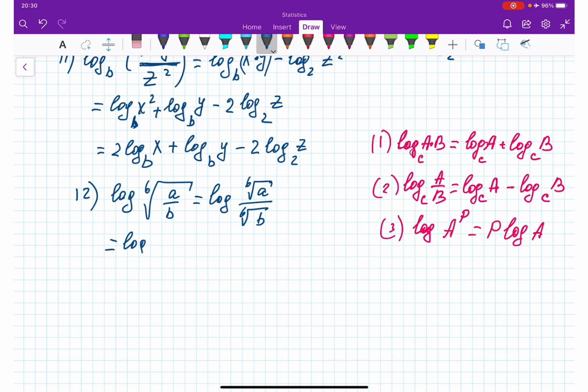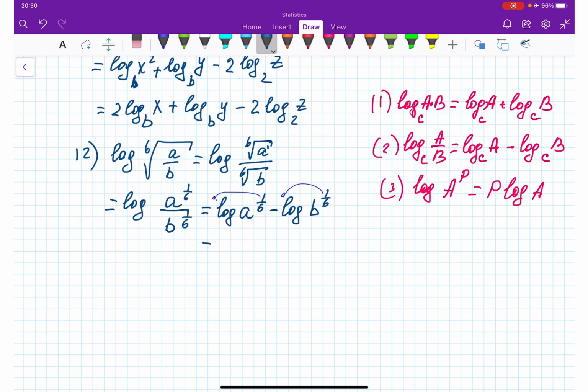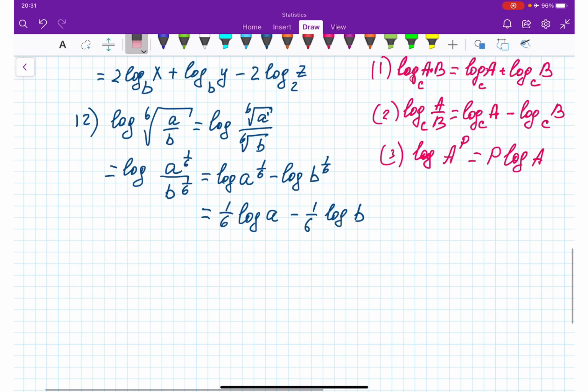From here, it's going to be logarithm a to power 1 over 6, right? Because this means 1 here. Let me put it a little bit higher so we understand that's the exponent, over b to power also 1 over 6, right? Okay, from here, do I have division? I can subtract, right? Logarithm a to power 1/6 minus logarithm b to power 1/6. Okay, this 1/6 comes in front, and this 1/6 comes in front. And this is going to be 1 over 6 logarithm a minus 1 over 6 logarithm b. All right? Question number 13.